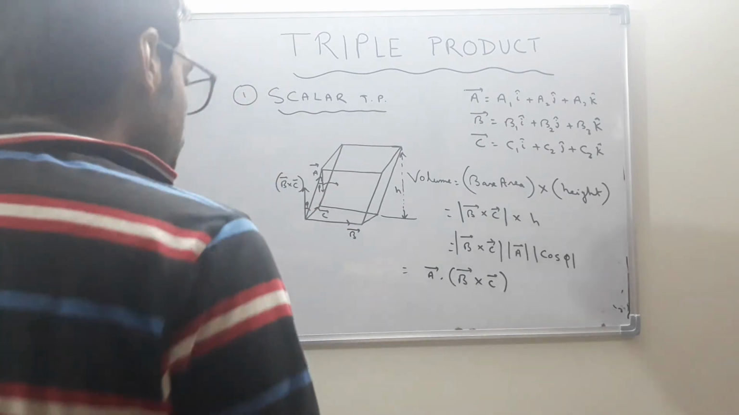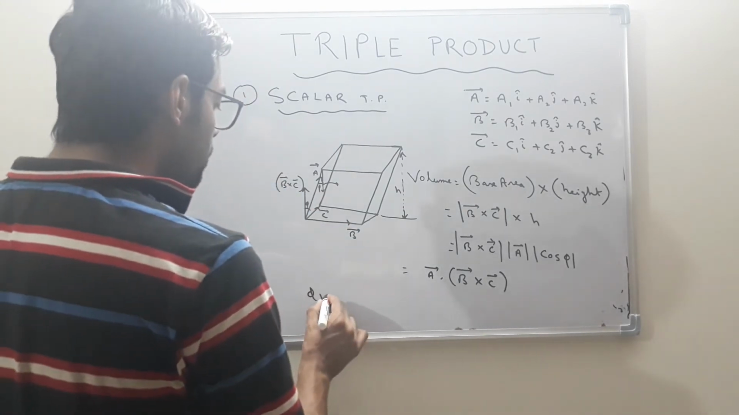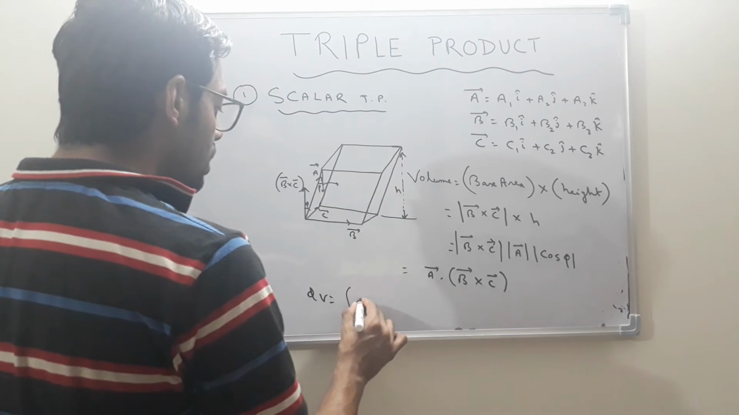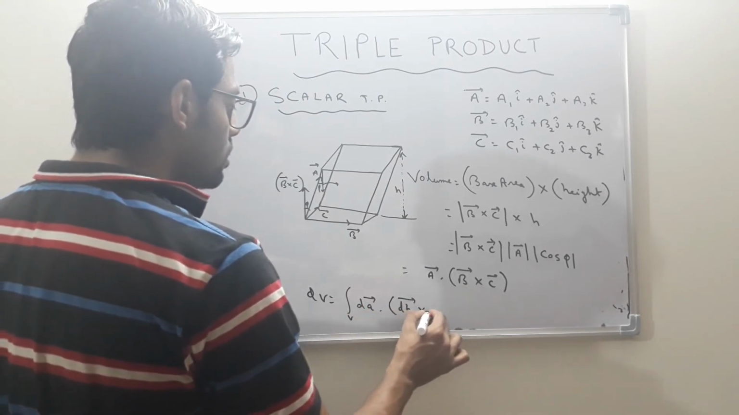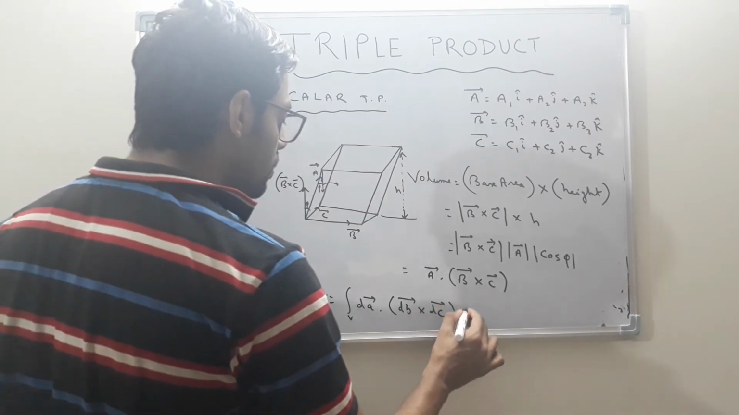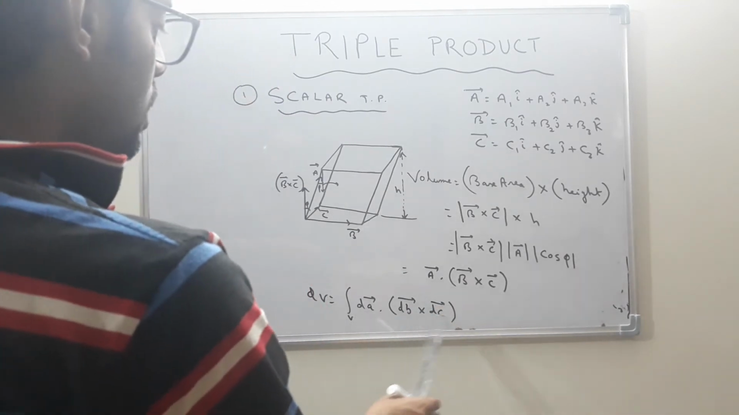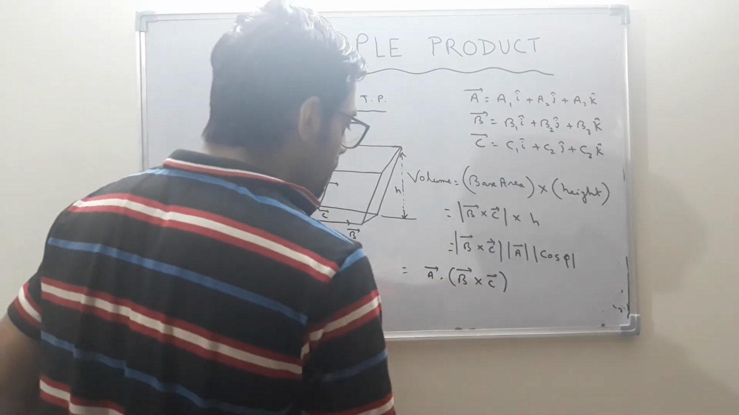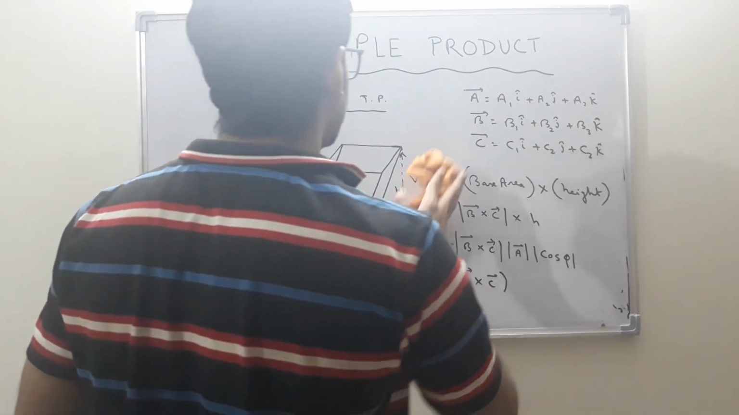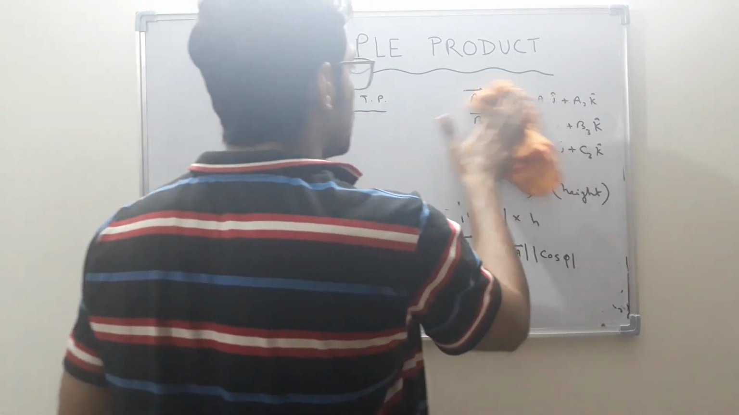If we talk about the volume element, then dV will be the volume integral of dA dot dB cross dC. And A, B and C are the three dimensions in the x, y and z directions. This is the geometrical significance of the scalar triple product.